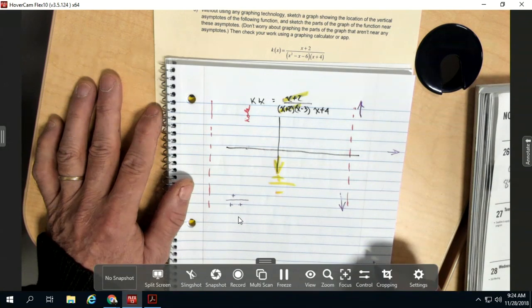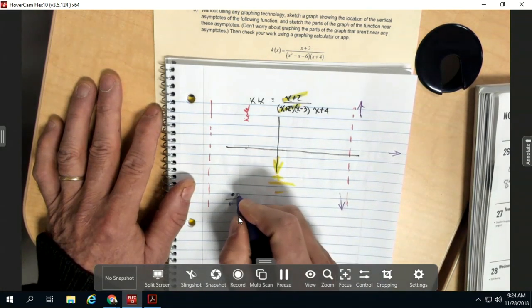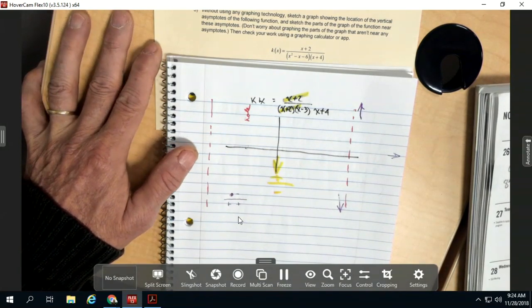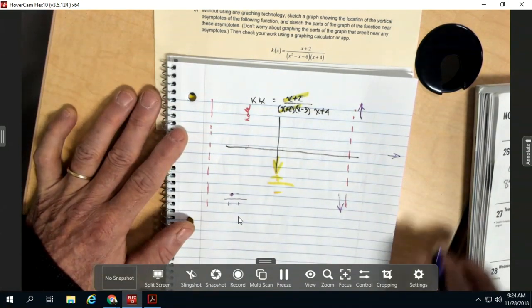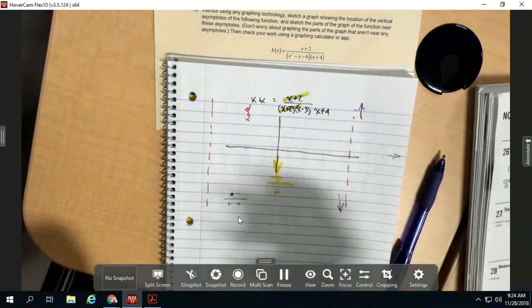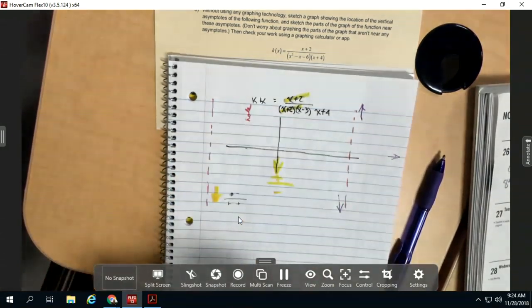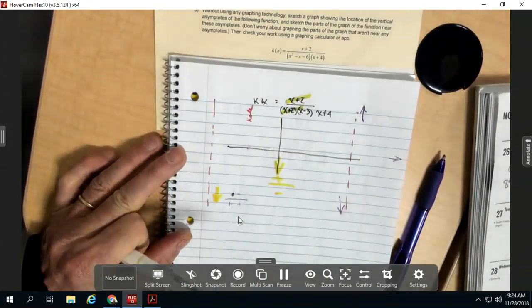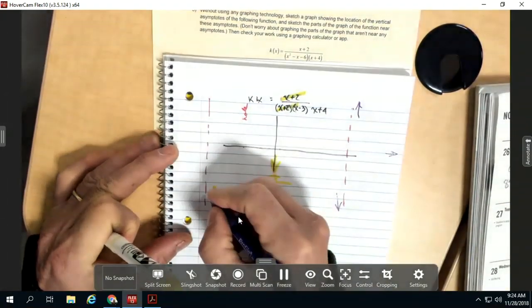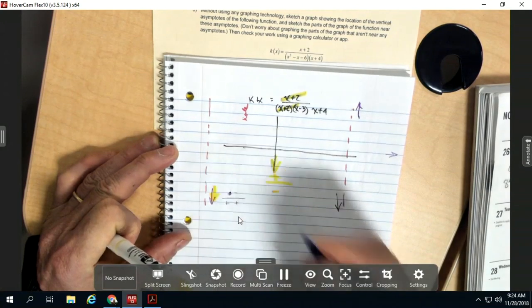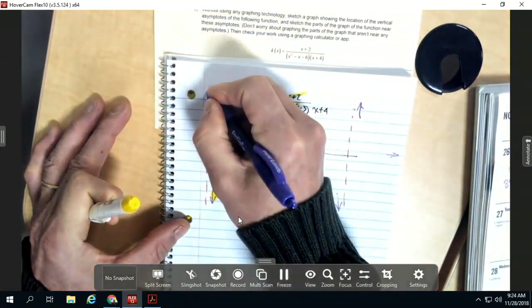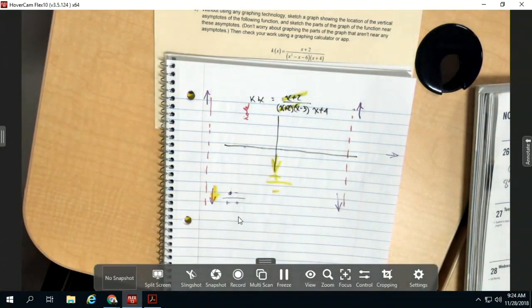Did I make a mistake? Yeah, negative 3 plus 2 is negative on the top. So I have a negative number divided by a positive number, which means I'm going to be negative over here also. So wherever this hole is, it's not going to affect our graph as far as positive or negative. And so we're going to end over there.